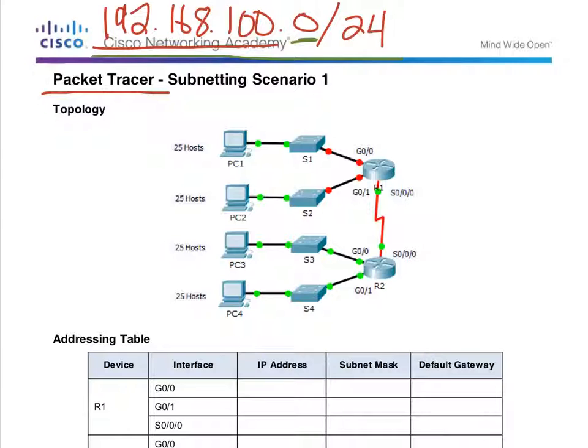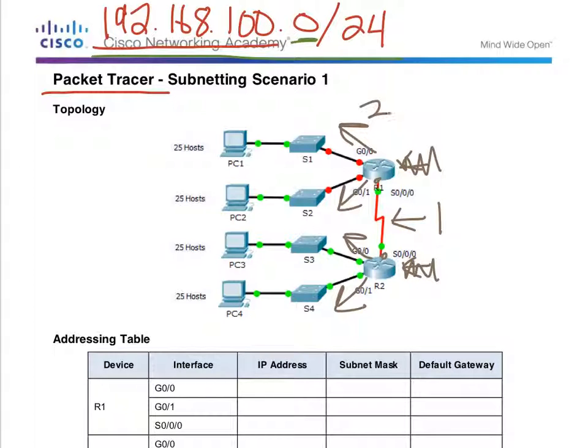Here's what we have. We've got this router and this router. And so here's the networks. We got a network here. We have to have addresses for this network. And we got one here, one here, one here, one here. Okay, disregarding those arrows, we've got one WAN, 1, 2, 3, 4. We have 5 networks.